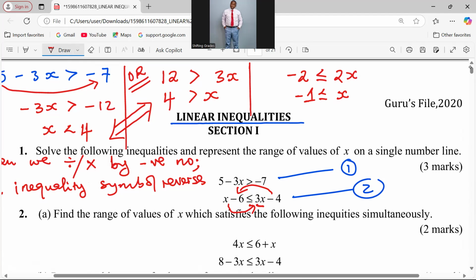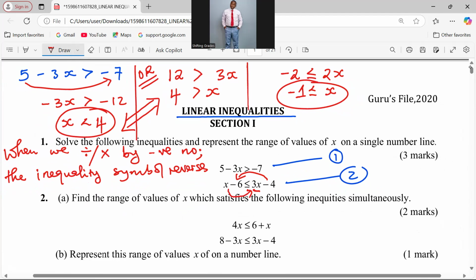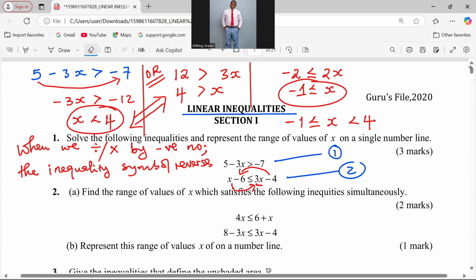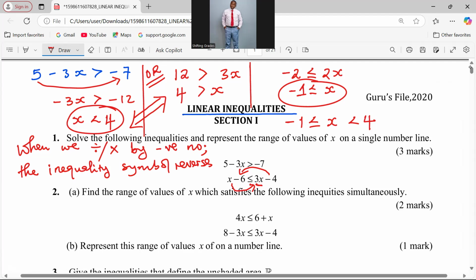So you see we have the first one here, simplified, and the second one here, simplified. Because they are simultaneous inequalities, they will have to represent a given range, whereby negative 1 is less than or equal to x, and again, x is less than 4. Therefore, the range of x will be from negative 1 all the way to 4. This is now the combined statement, which is supposed to be represented on a single number line.